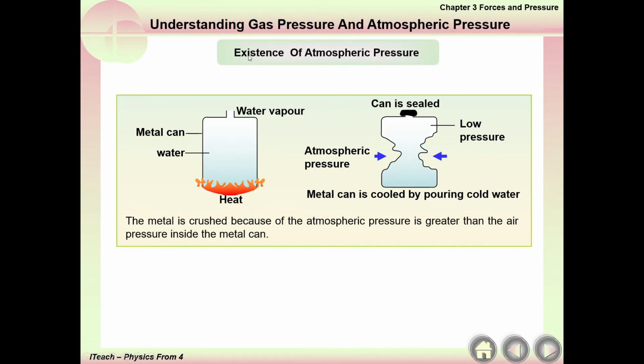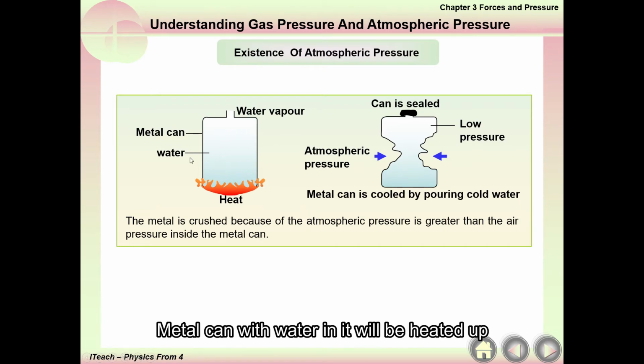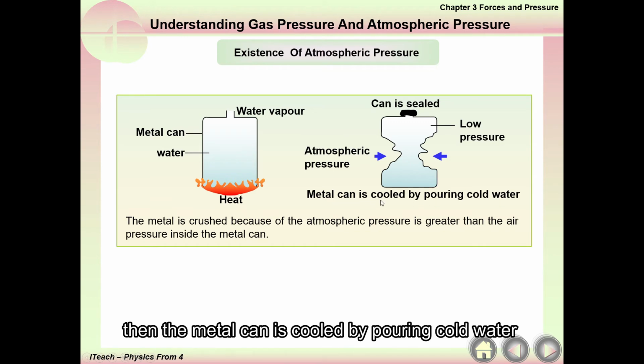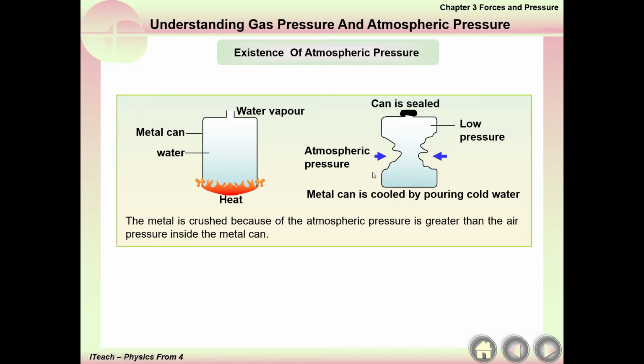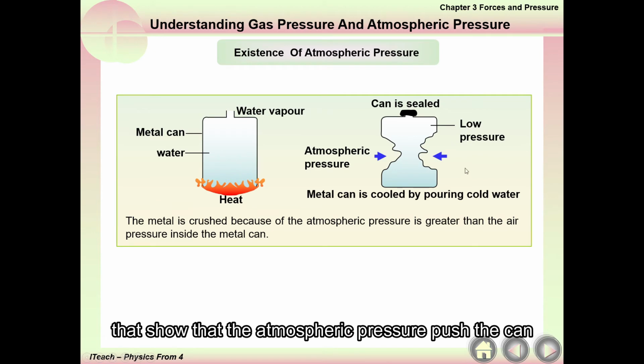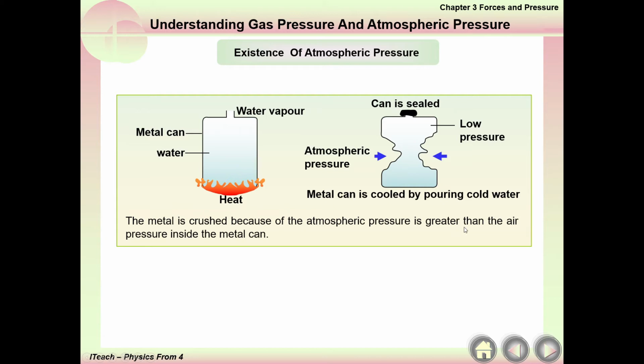Okay. Existence of atmospheric pressure. We take a metal can with water and heat it up, then we seal the can after we heat. Then we put the metal can in cool water, and we can see the can will go down inside. That shows the atmospheric pressure pushes the can. Okay, the metal can is crushed because the atmospheric pressure is greater than the air pressure inside the metal can.